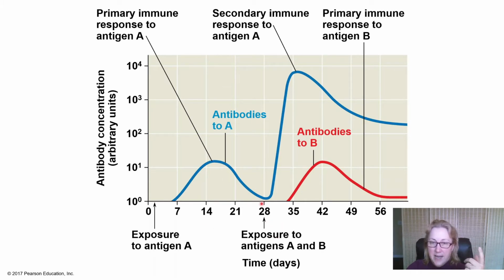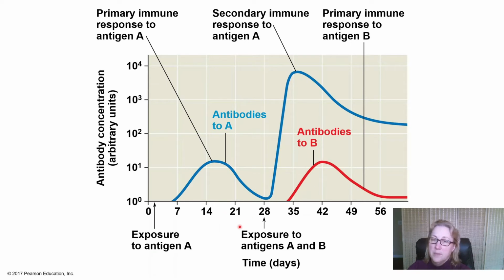Now, the second time we get exposed to antigen A, that immune response is going to be greater. We're going to get a higher antibody titer in the blood, and it's going to happen really fast. It's going to happen in a couple of days so that you're not going to be damaged or get sick the second time. And again, we have the first time being exposed here to antigen B, and we're going to get a primary immune response to that, which is lower level.